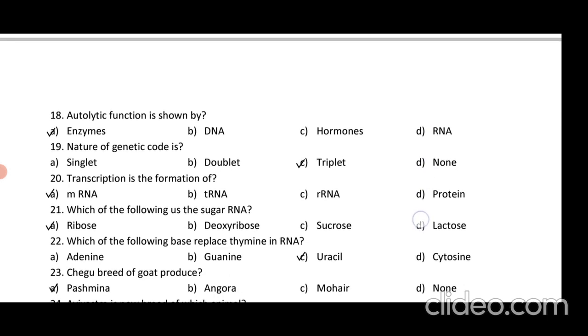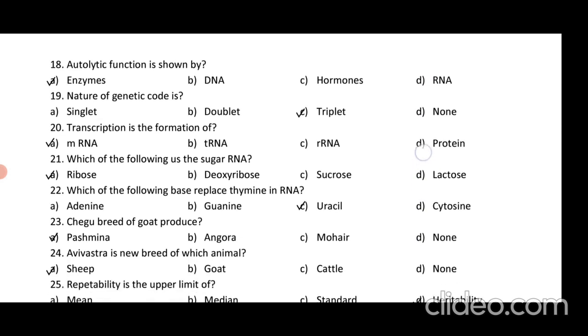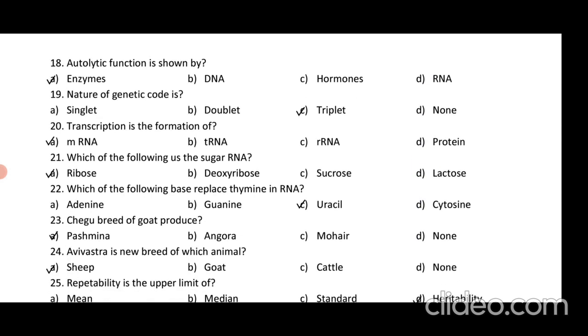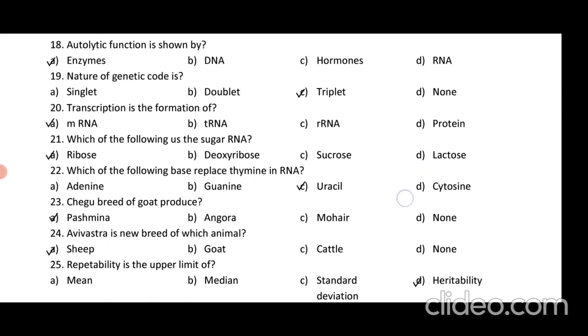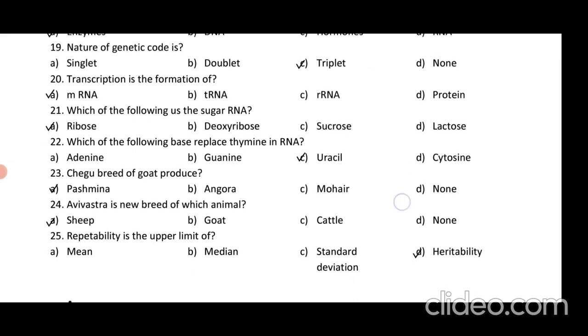Changthangi breed of goat produces Pashmina. Avivastra is a new breed of sheep. Repeatability is the upper limit of heritability.